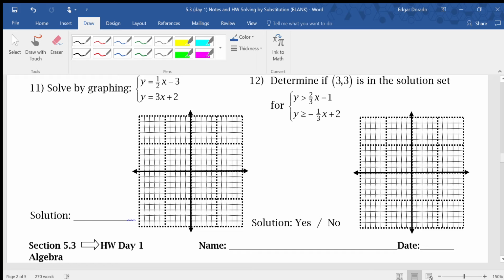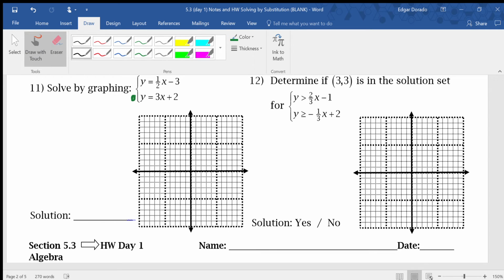Okay, so number 11, remember, what is it asking? It says solve by graphing. So that means I have to graph this line, and I have to graph this line. I don't know why my red dot just went away. I'm not sure why it's doing that, but anyways, I'll go ahead and move forward.